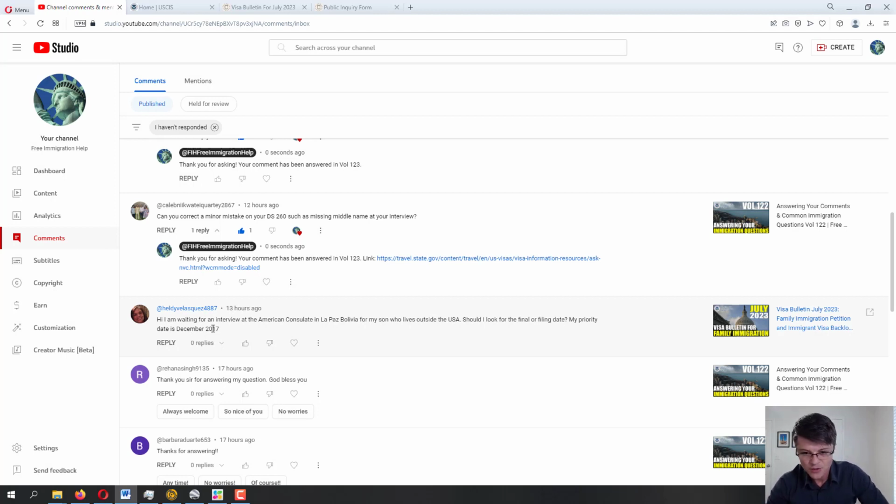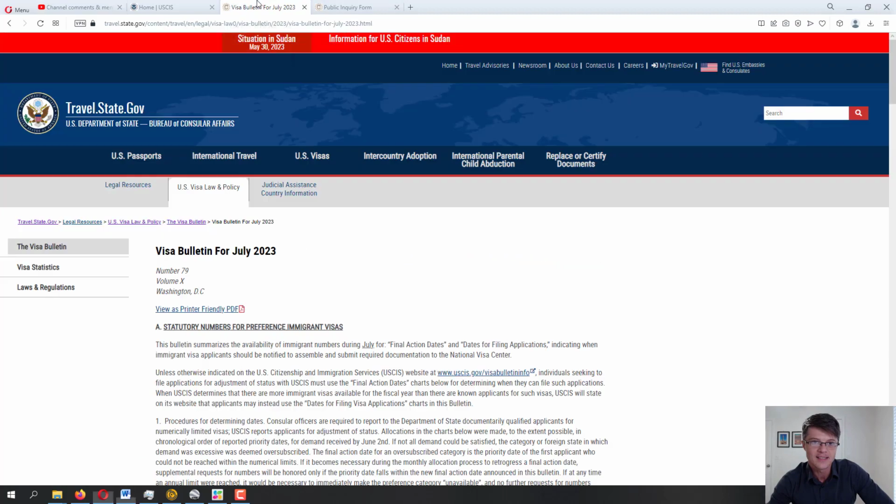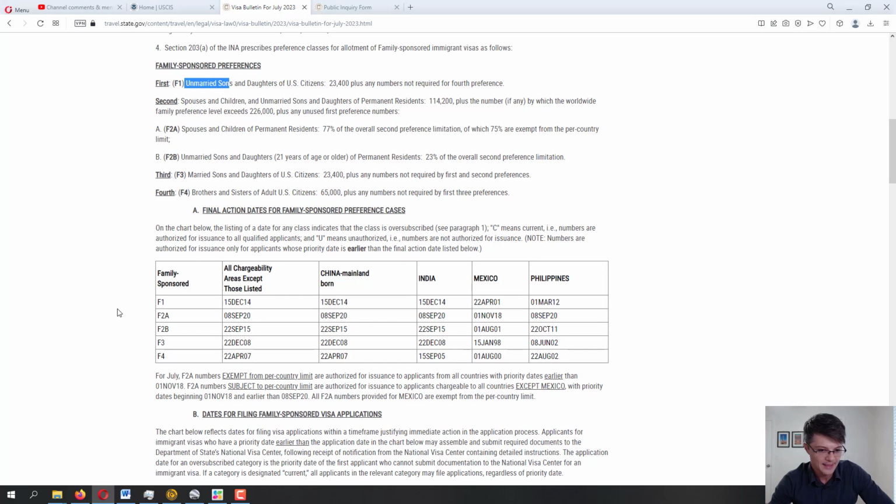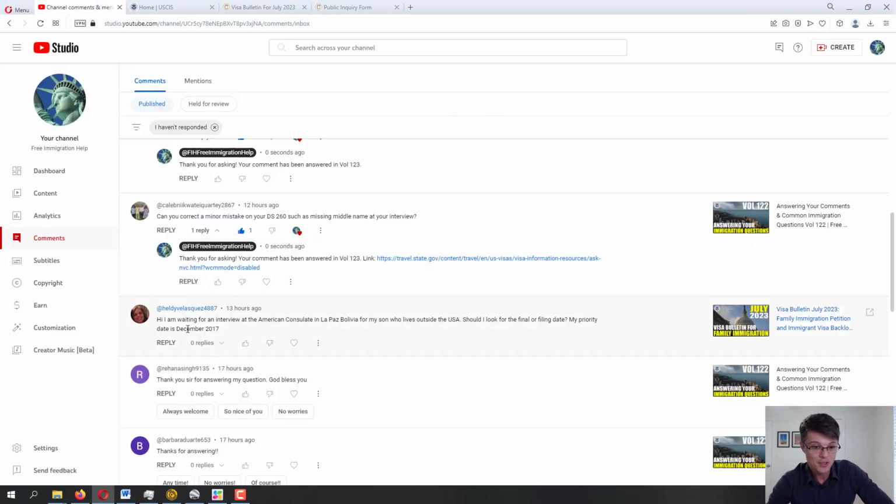So I'm assuming your son is already documentarily qualified, lives in Bolivia. I'm assuming you're a US citizen filing for your son who is over 21. F1, I'm thinking F1 category, priority date December 2017. So let's take a look at the visa bulletin. For F1, if you are a US citizen and your son is unmarried, over 21, then it's going to be F1 category, and the chargeability area, which is All Chargeability Areas, Bolivia is within that, is going to be December 14. And your son's priority date is in December 2017. So if your son is in F1 category, then roughly another 3 more years for the availability of the immigrant visa.